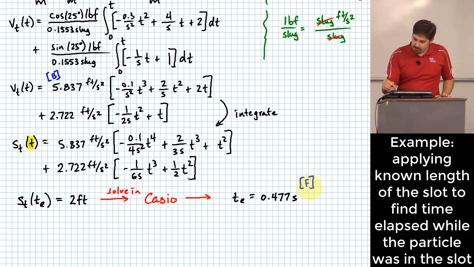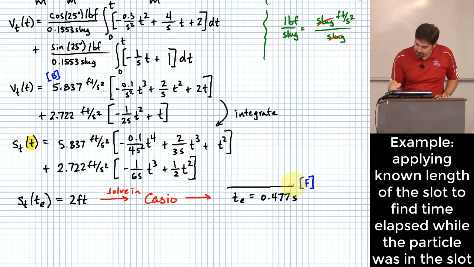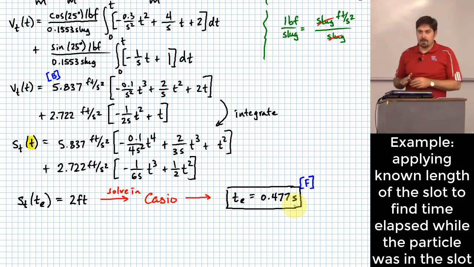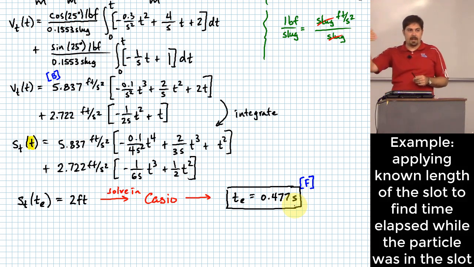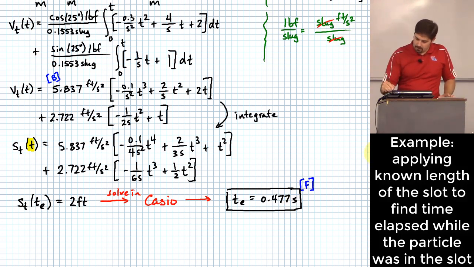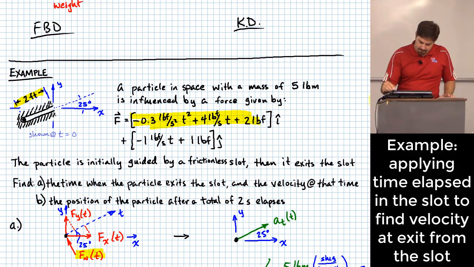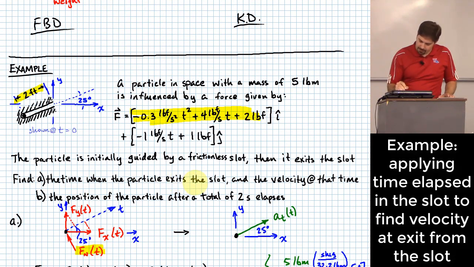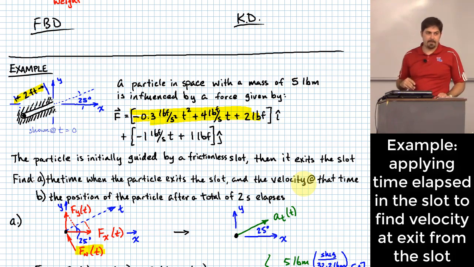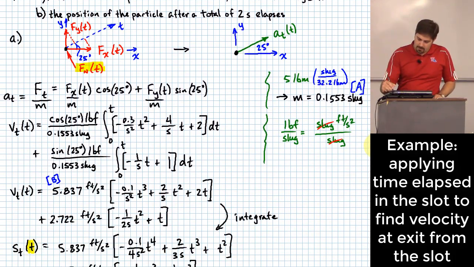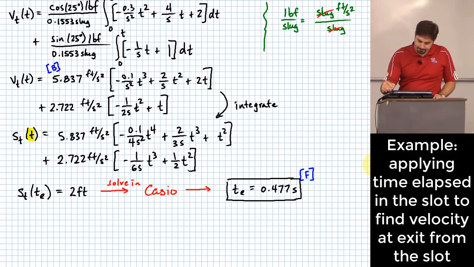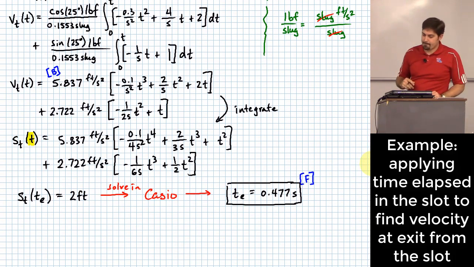So that was actually one of the things that we were supposed to try to find: the amount of time that it took for the particle to exit the slot. What was another thing we were supposed to find? The velocity at the time the particle exits the slot, and I want to do that in terms of two components of velocity. So how do I go there?